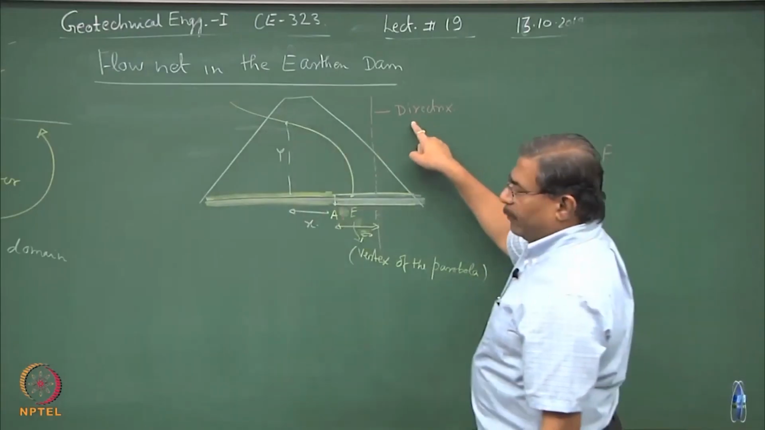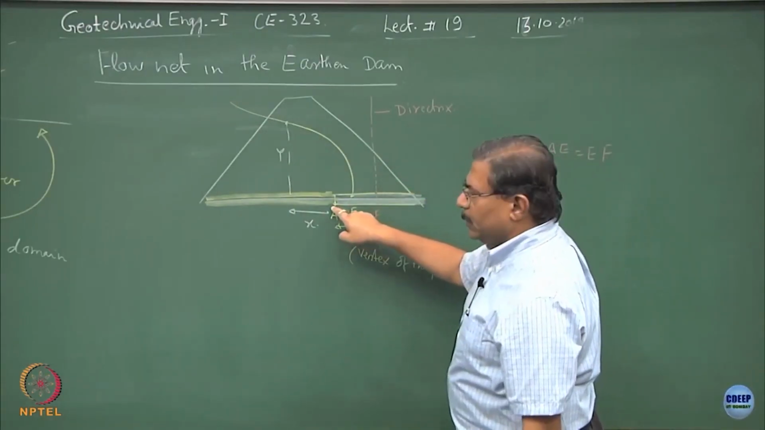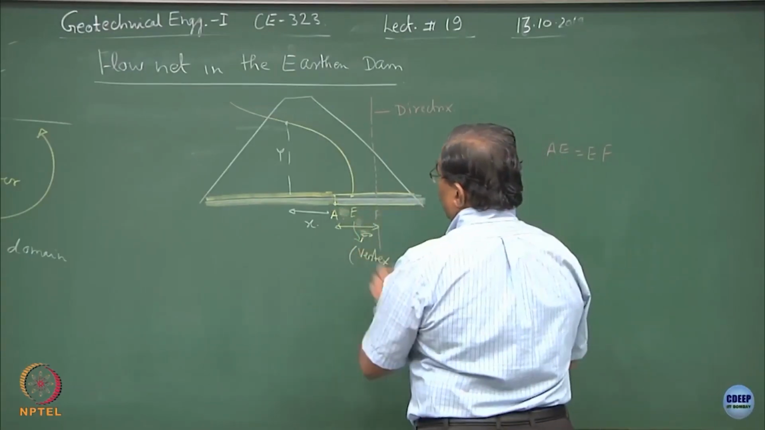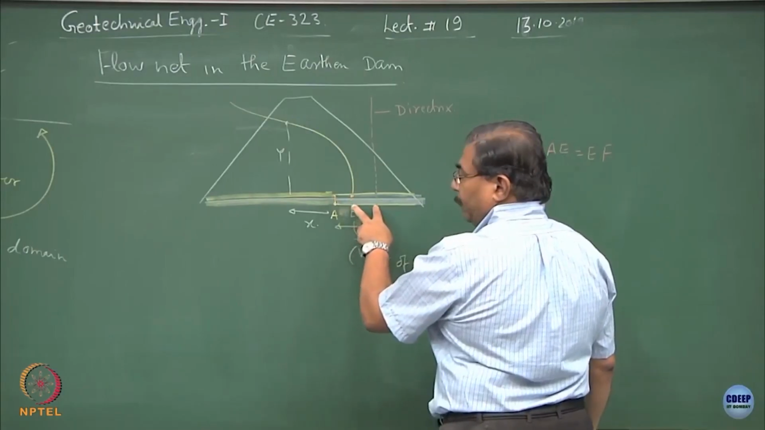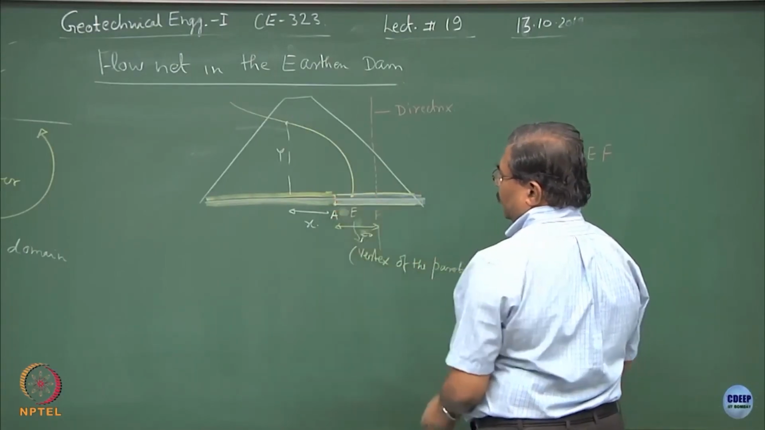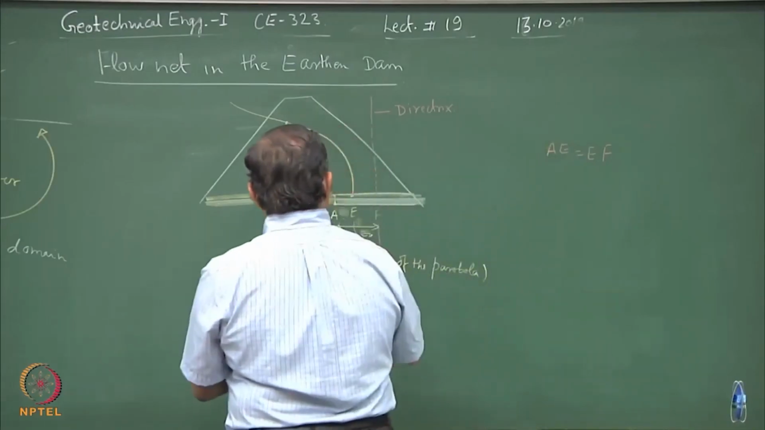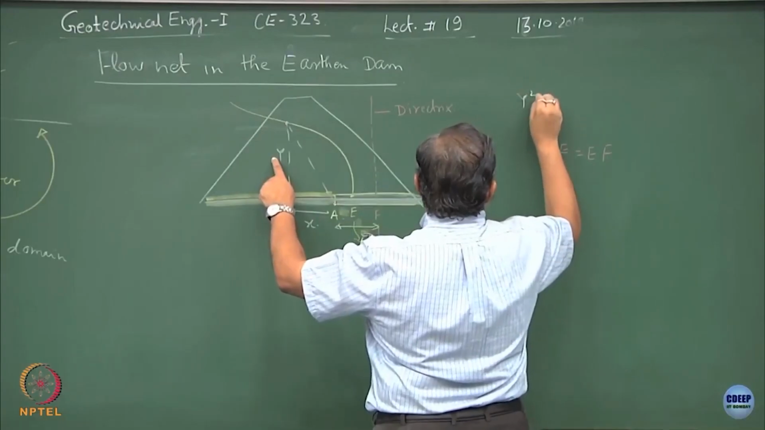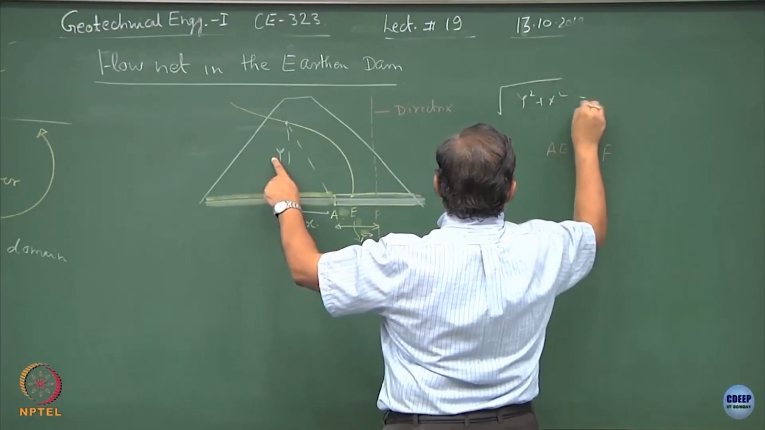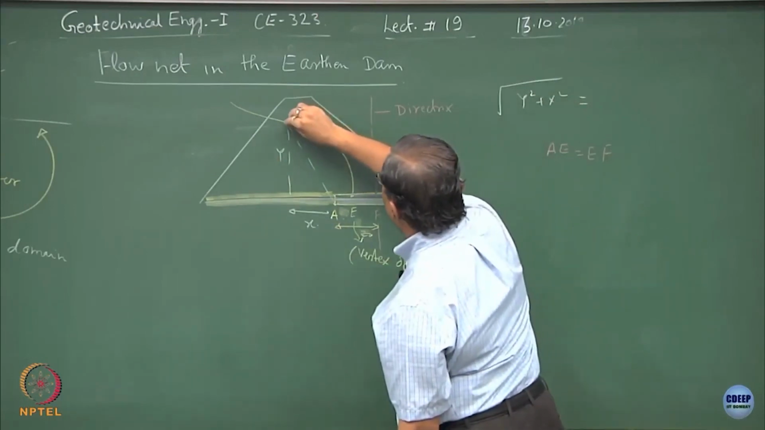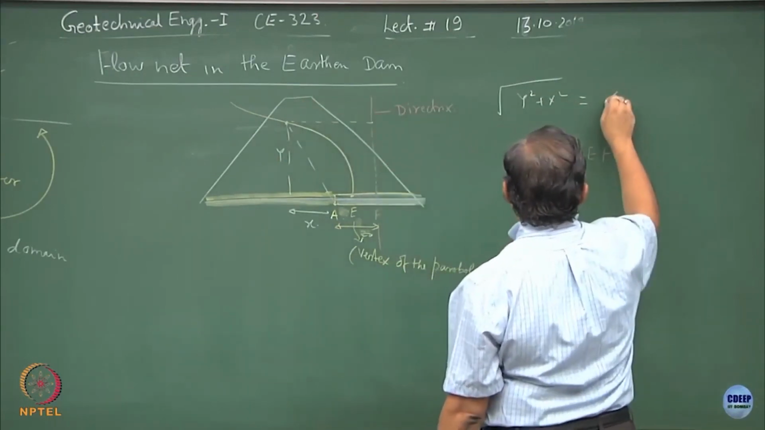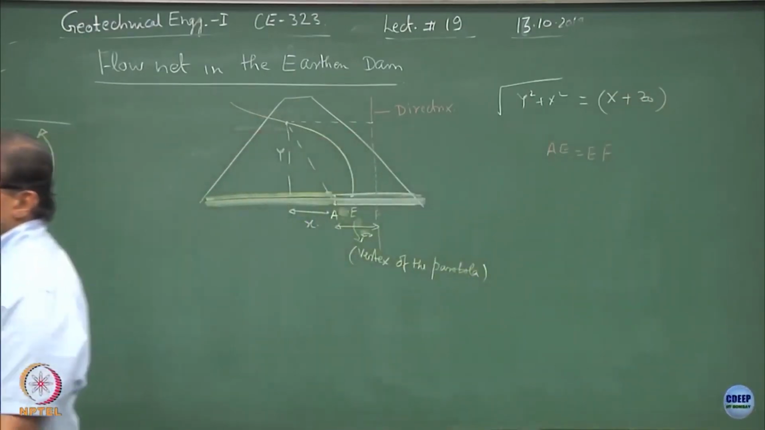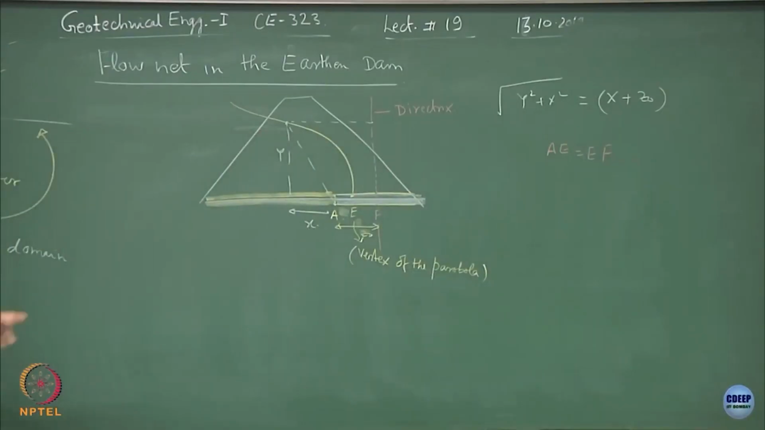So, the moment I have fixed the directrix, I know the focus, I know the vertex E, and I am assuming that AE is equal to EF, total length of the filter is known. The square root of y square plus x square will be equal to x plus z naught. Is this okay? This is the property of the directrix.